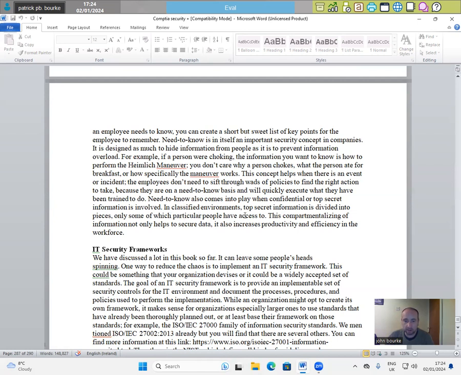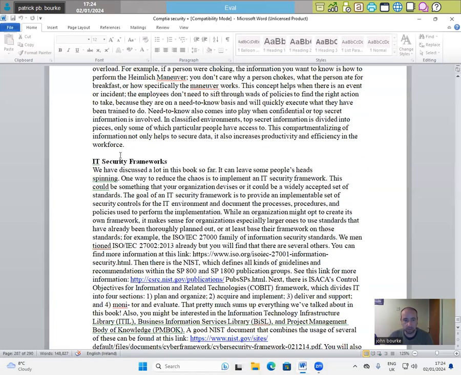In classified environments, top secret information is divided into pieces, only some of which particular people have access to. The compartmentalization of information not only helps to secure data, it also increases productivity and efficiency in the workforce.